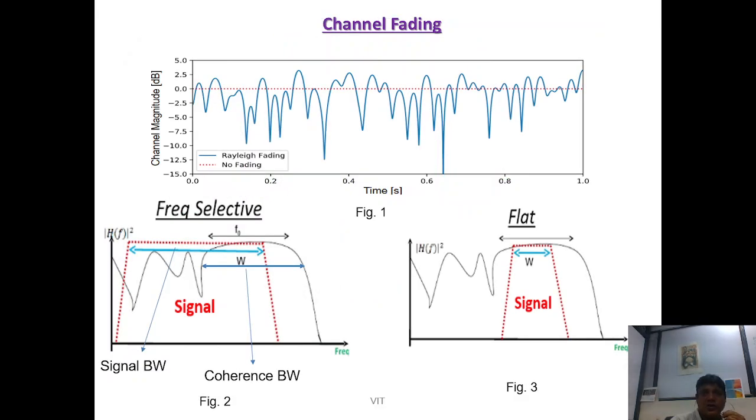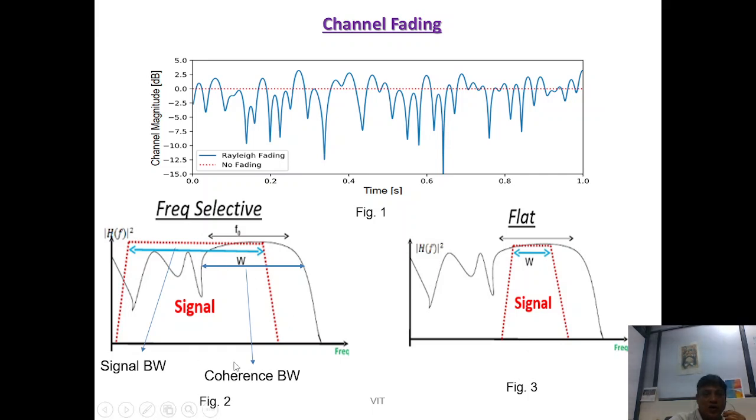Now let us take the channel fading nature, where you can see figure 1. The red dotted line is basically where there is no fading in the channel, and the blue line, you can find, is Rayleigh fading. If you see here is a deep fade, there is fading, but these lines are deep faded lines, so the gain of the channel is very low.